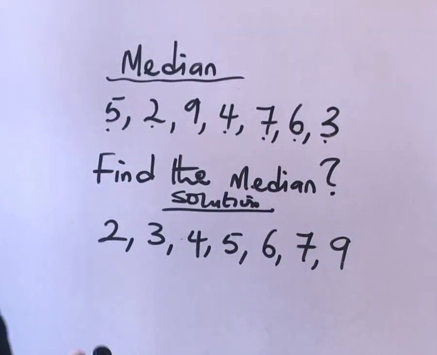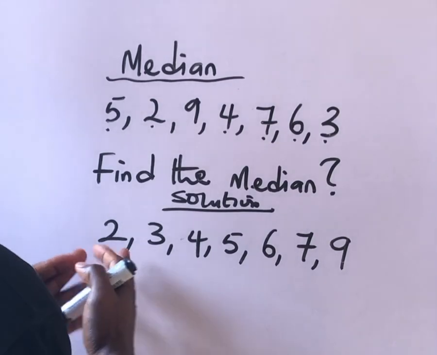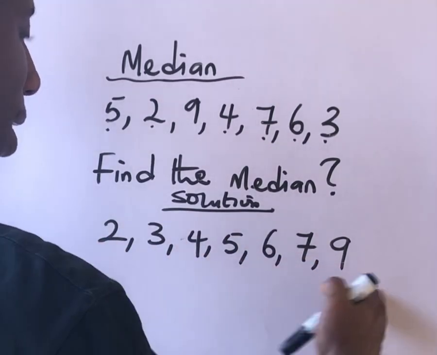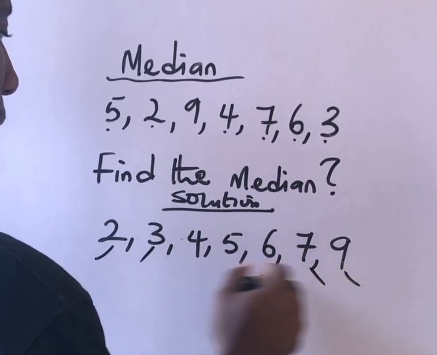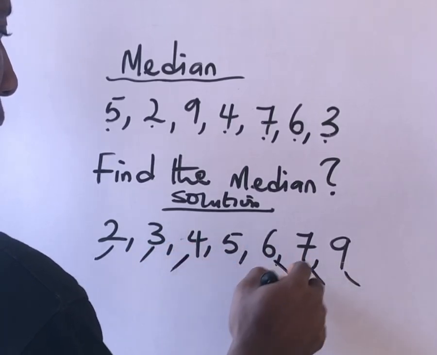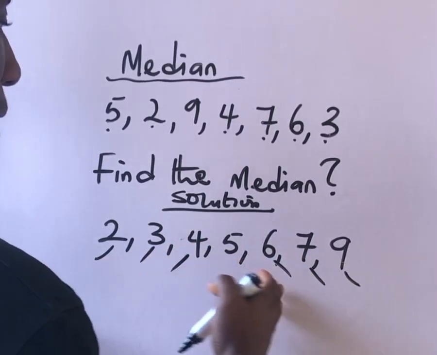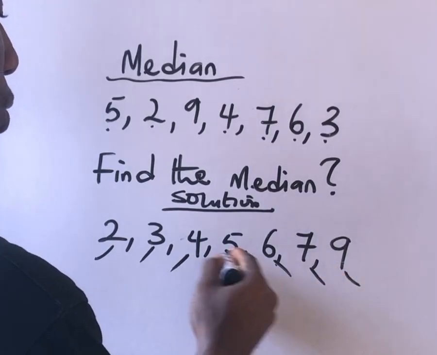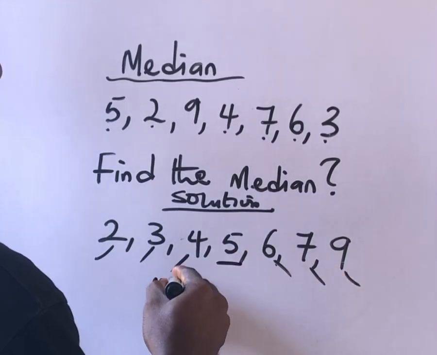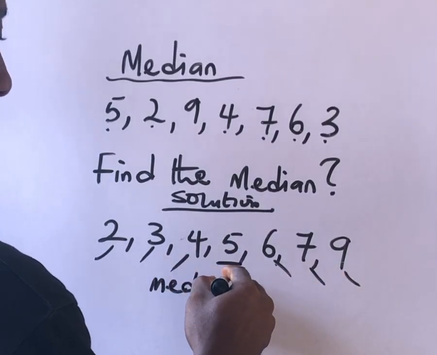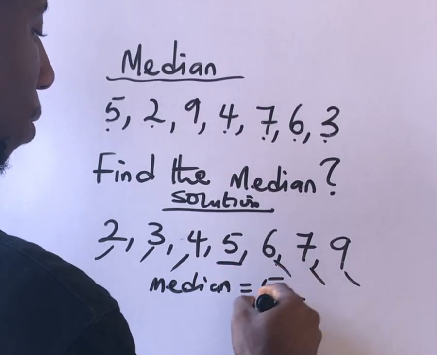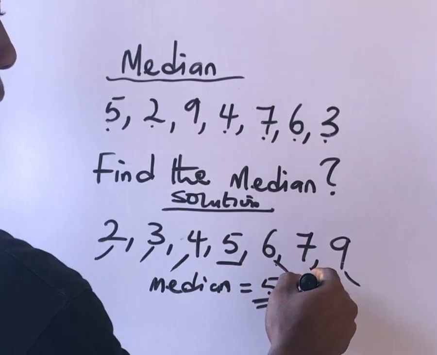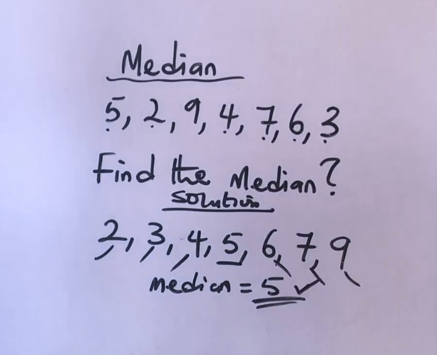So now to get the middle number, we are going to separate the numbers from left and right. You separate the numbers like this. So we have 3 on the left and 3 on the right. So the middle number is 5. So our median is equal to what? 5. That's how to solve for median. This is our correct answer.